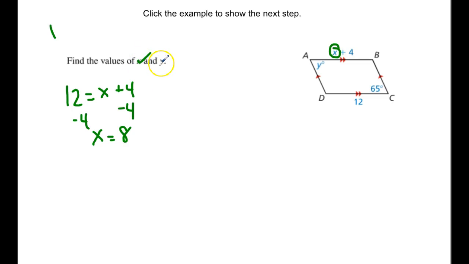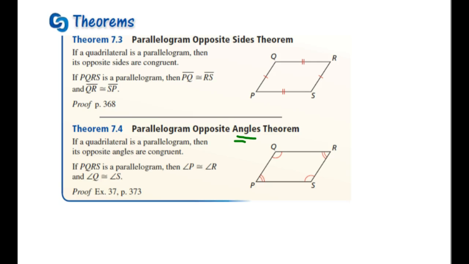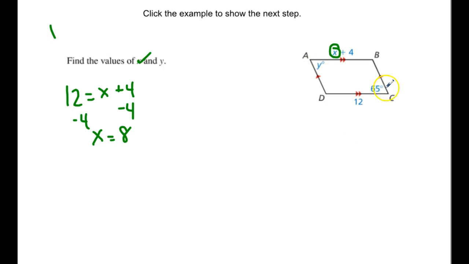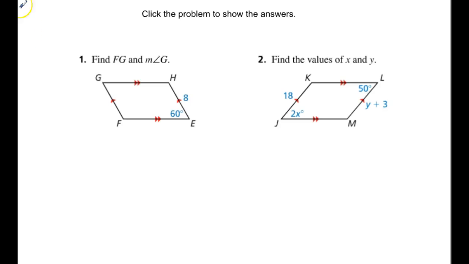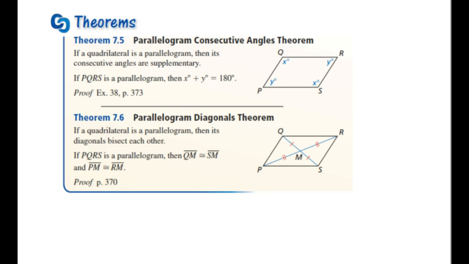Now I have to find Y. Based on my second theorem, my opposite angles theorem, I know that these angles are opposite, so they're also going to be equal. So I know that 65 is equal to Y. So there we go, I've solved for both X and Y, so I know that I'm correct. Here is your first monitoring progress. See what you can do with these and see if you can get those right.